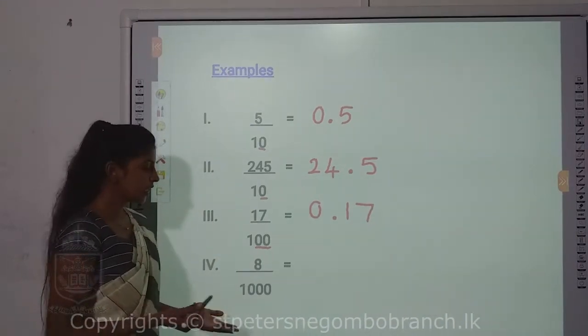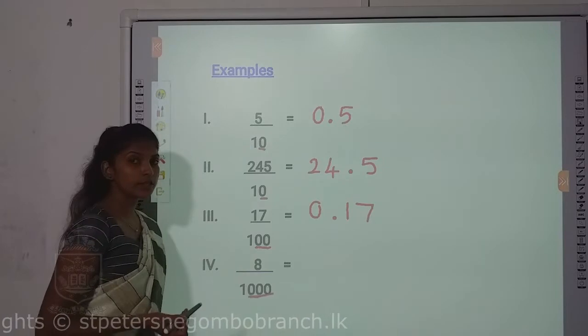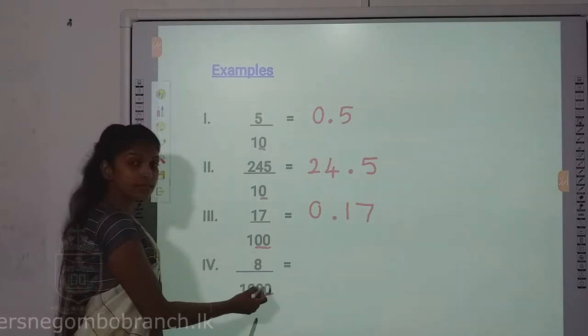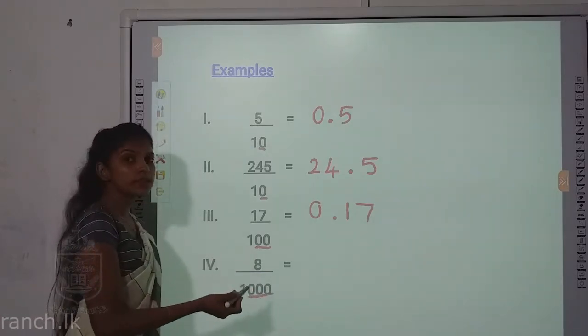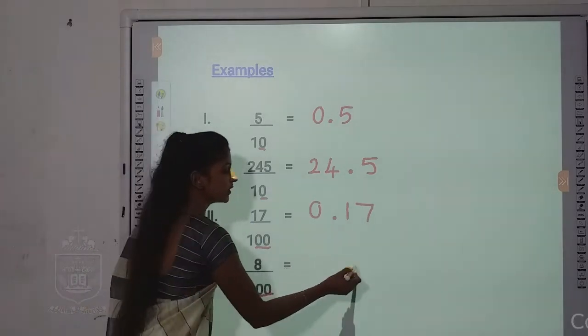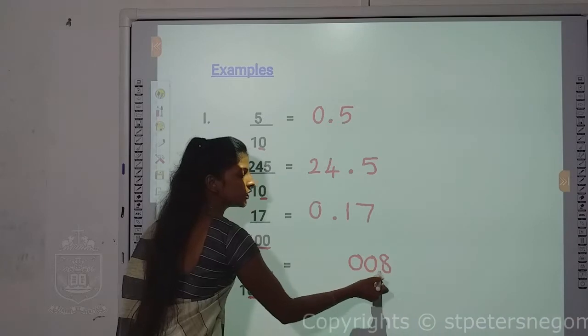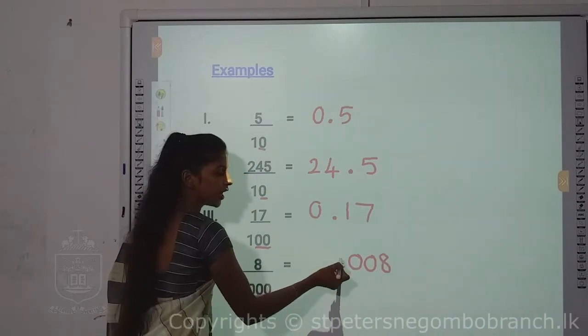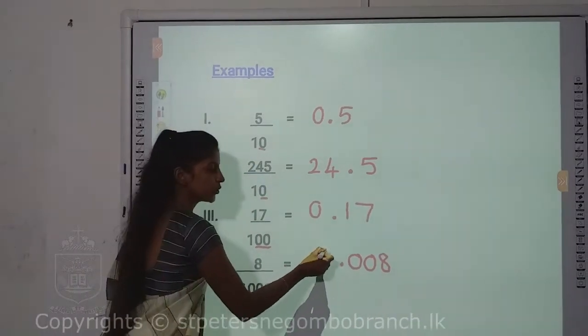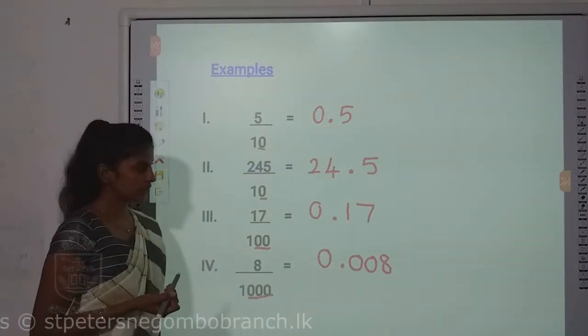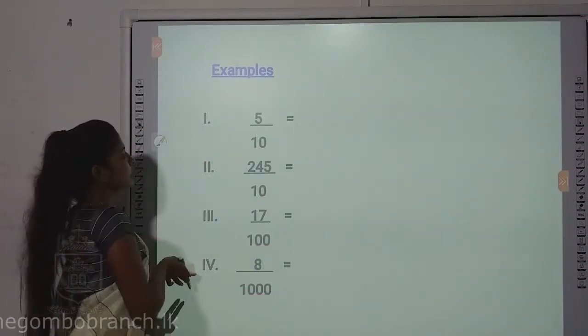8 over 1000. 3 decimal places are there. There are 3 zeros in 1000, which means 3 decimal places should be there in the answer. That means 0.008. 3 places should be there after the decimal point, so you have to put 0 in front of that. Okay? Right. Another one.